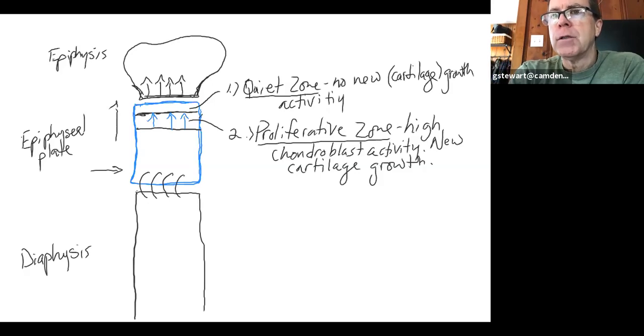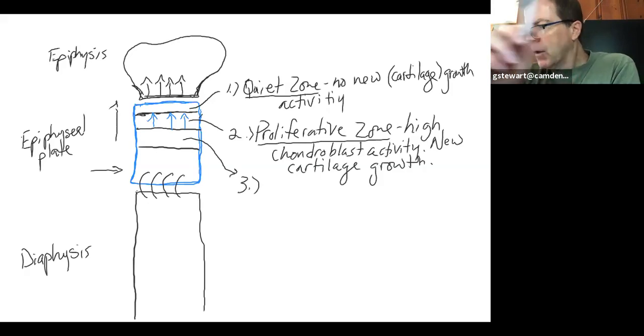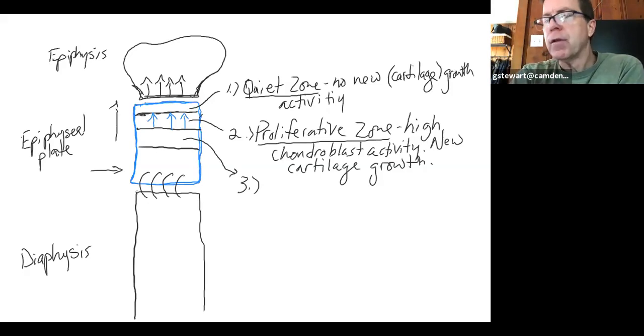and that's how the bone is going to grow. So let me label these. Zone 3. So we've got the quiet zone, proliferative zone. The next area is called the hyper. It's a big word, but it's not hard to understand. That's H-Y-P-E-R. Hyper. This is all in your book if you can't read my writing. Hypertrophic zone.